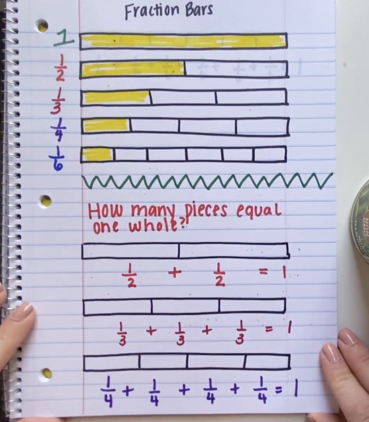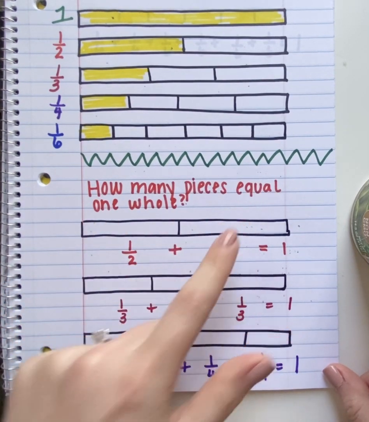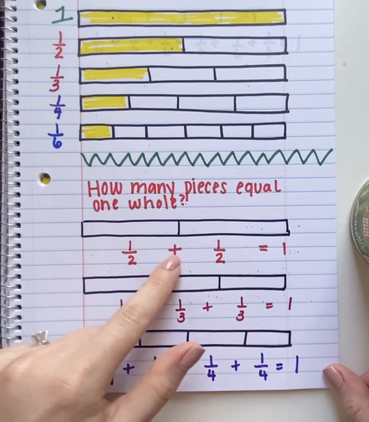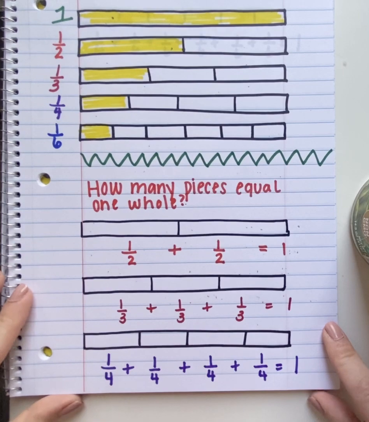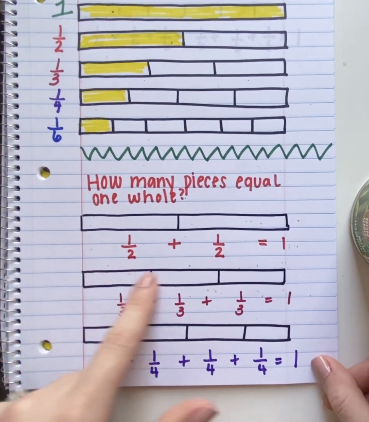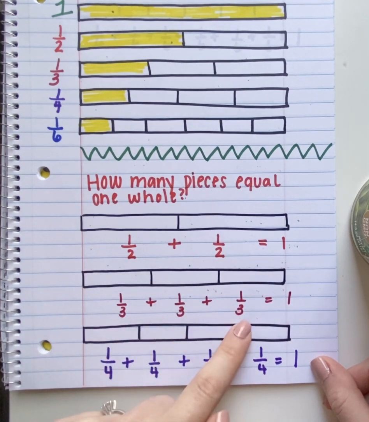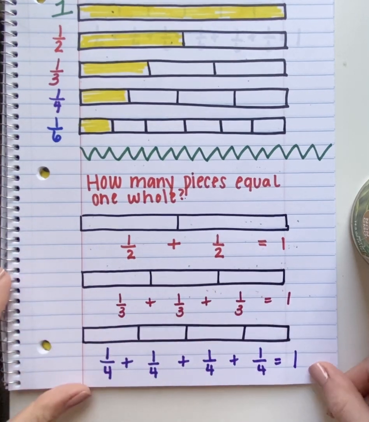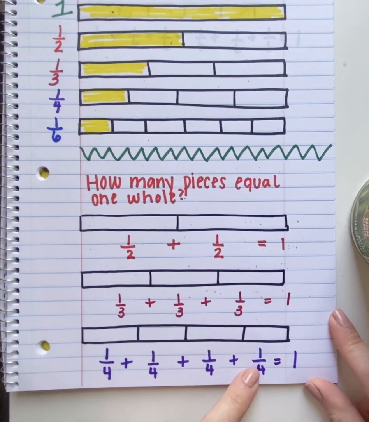How many pieces equal 1 whole? Well, when you break the fraction bar into 2 pieces, you get 1/2 plus another 1/2 will give you 1 whole. That's the entire thing. If you're looking at thirds, you have 1 whole fraction bar broken into 3 pieces, so you'd have to add 1/3 3 times to get 1 whole. Now here we've broken this one into 4 pieces, so we would add 1/4 plus 1/4 plus 1/4 plus 1/4 to get 1 whole. So there's 4 1/4 pieces to get 1 whole.